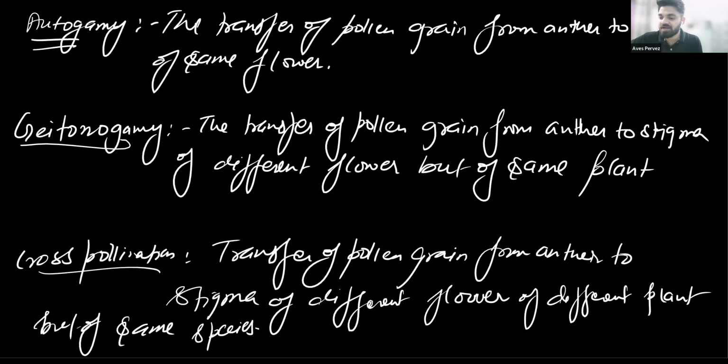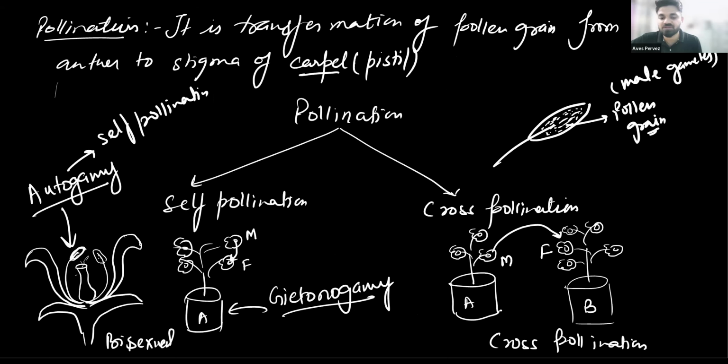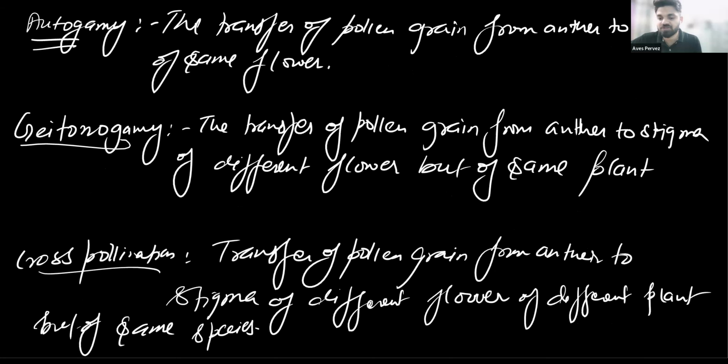Yes. Write down the definition of cross pollination, please. What is cross pollination? Cross pollination: transfer of pollen from the anther to the stigma of a different flower of a different plant, but of the same species.